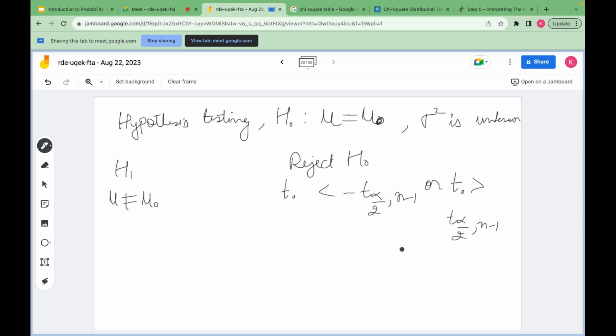And this t naught will be x bar minus mu naught upon s by root n. So if this value is less than this value, or it is greater than this, this is minus and this is plus, then we will reject our null hypothesis.